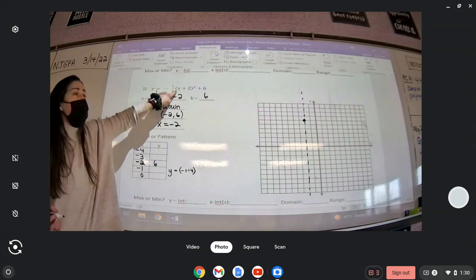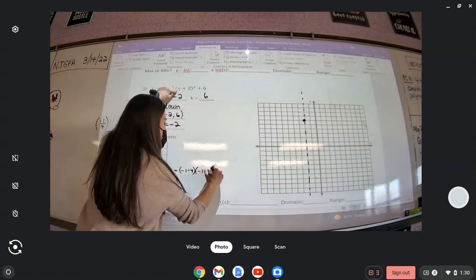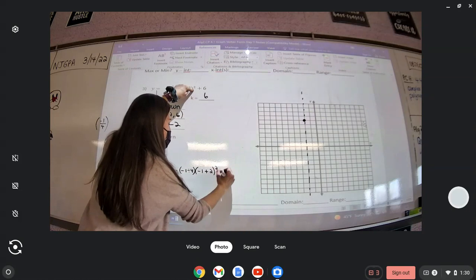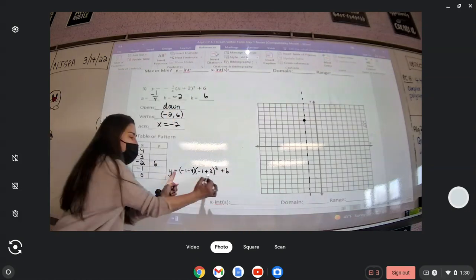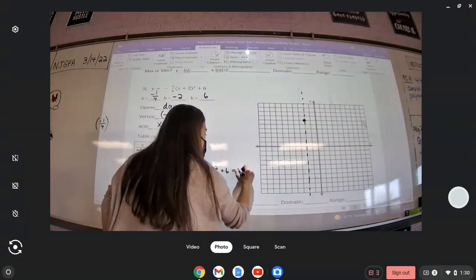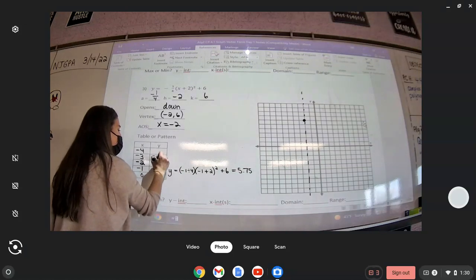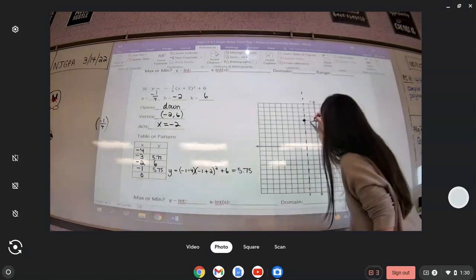Now I'm continuing with this parenthesis. I'm going to plug in -1. I'm going to add 2. I'm going to close it. I'm going to square it, and I'm going to add 6. If you plug this in and hit enter, it does the entire thing for you. It's a nice decimal. Make sure you can do it when you're on your own. What'd you get? 5.75. So that means the points -1, 5.75 and -3, 5.75 are on its graph.